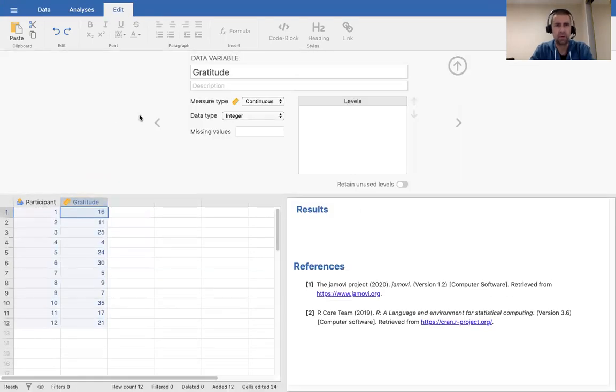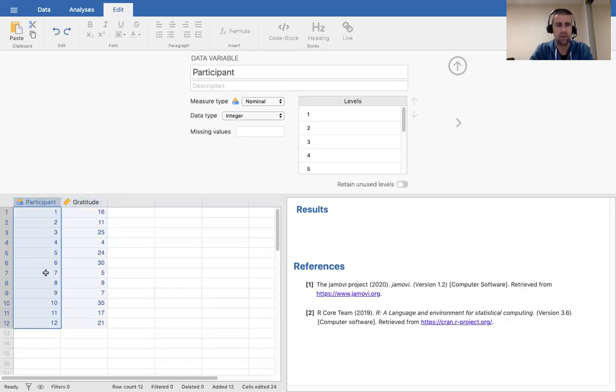All I've done so far is enter this post-intervention gratitude variable, and I have all 12 participants going down in the first column. One of the things we'll talk about once we get into independent samples t-tests, which will be important next week, is that each column carries variable information.